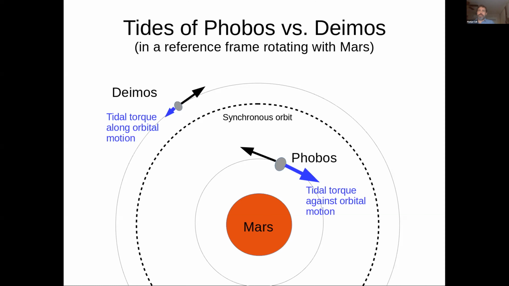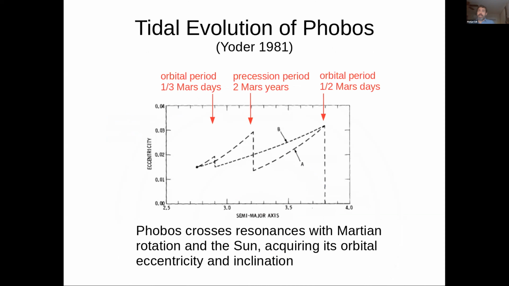And during that evolution, it encountered several dynamical resonances with both Mars and the Sun. So here is a picture from an old but excellent paper by Chuck Yoder, where he looked at the different resonances Phobos would encounter. So there are several resonances with the rotation of Mars. So this is 1/2 of the synchronous period, when Phobos was orbiting at half of the Mars day. It will get into resonance with features in the gravity field of Mars, which would kick up the eccentricity of Phobos.